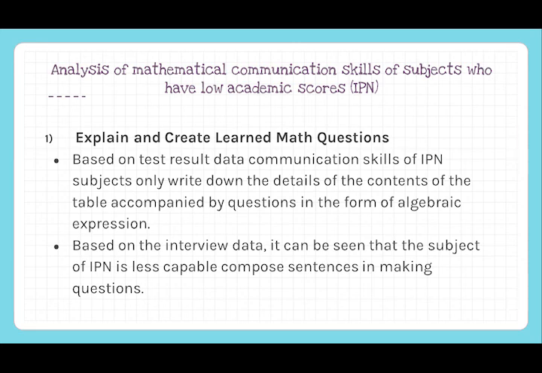Next, analysis of mathematical communication skills of subjects who have low academic scores (IVN). First, explain and create questions about the math learned. Based on test results data, the communication skills of the IVN subject only write down the details of the contents of the table accompanied by a question in the form of algebraic expression. Based on the interview data, it can be seen that the IVN subject is less capable of composing sentences in making questions.